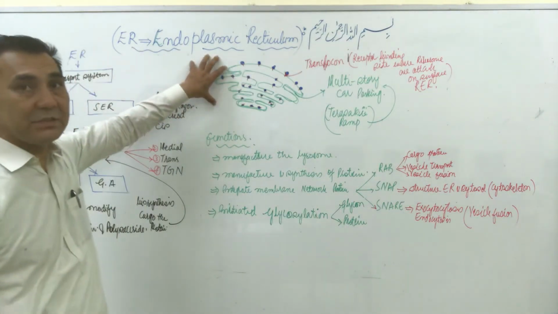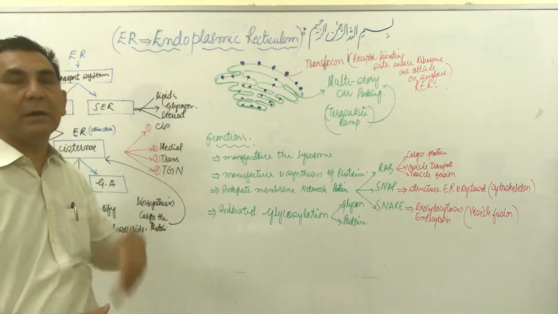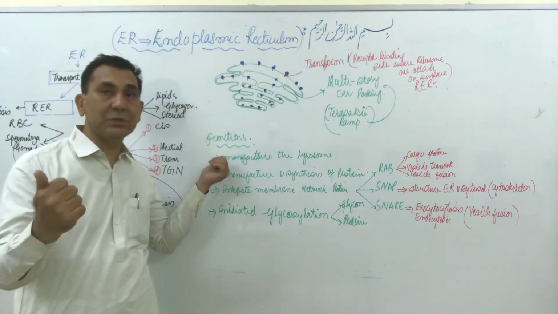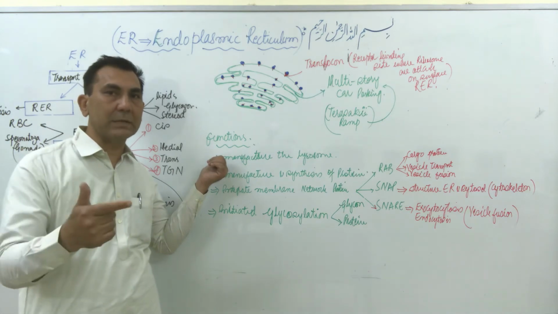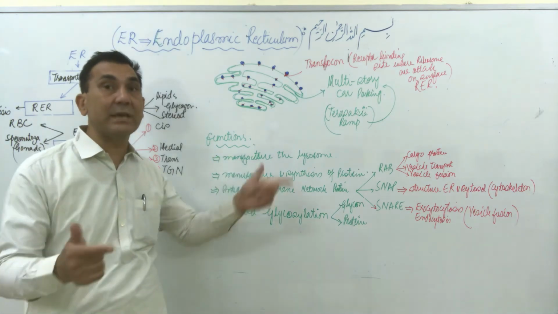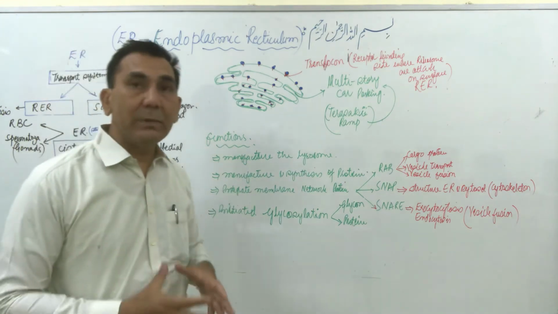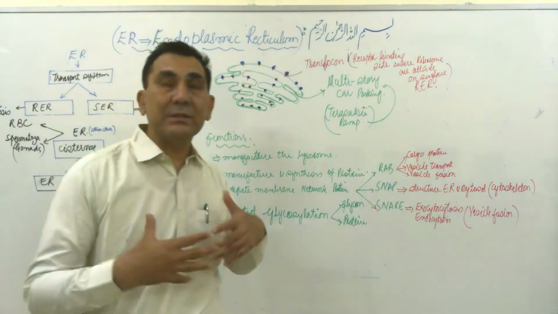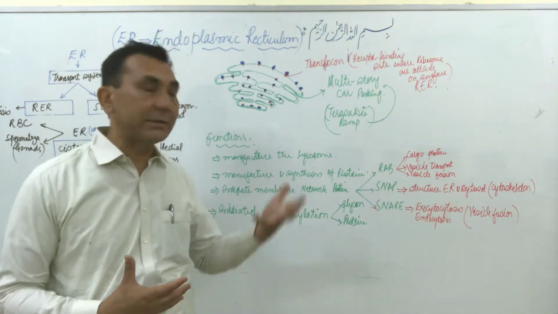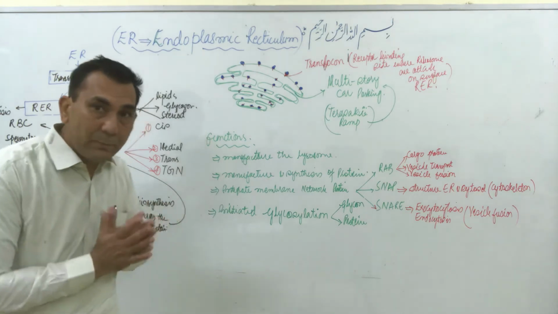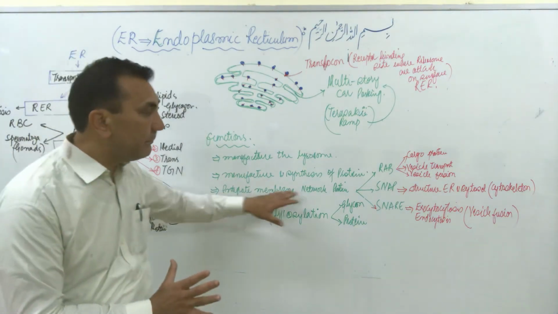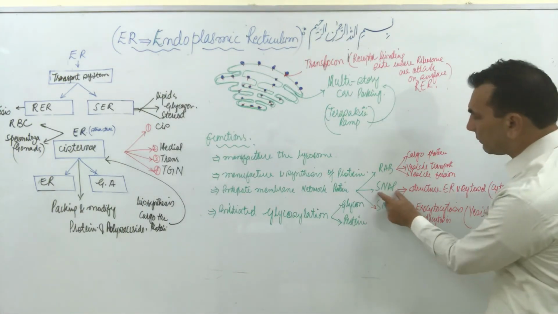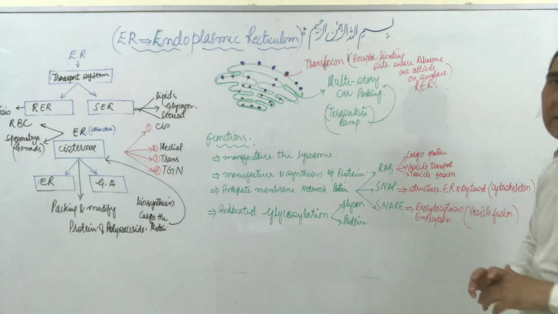Beside protein synthesis, there are some other main functions of the rough endoplasmic reticulum. The first main function is to manufacture and synthesize the protein. Beside that, it also synthesizes and manufactures the lysosome. And it also manufactures and synthesizes the integrated membranous network protein, which has three types. One is called the RER, the second is called SNAP, and the third is called SNAP.